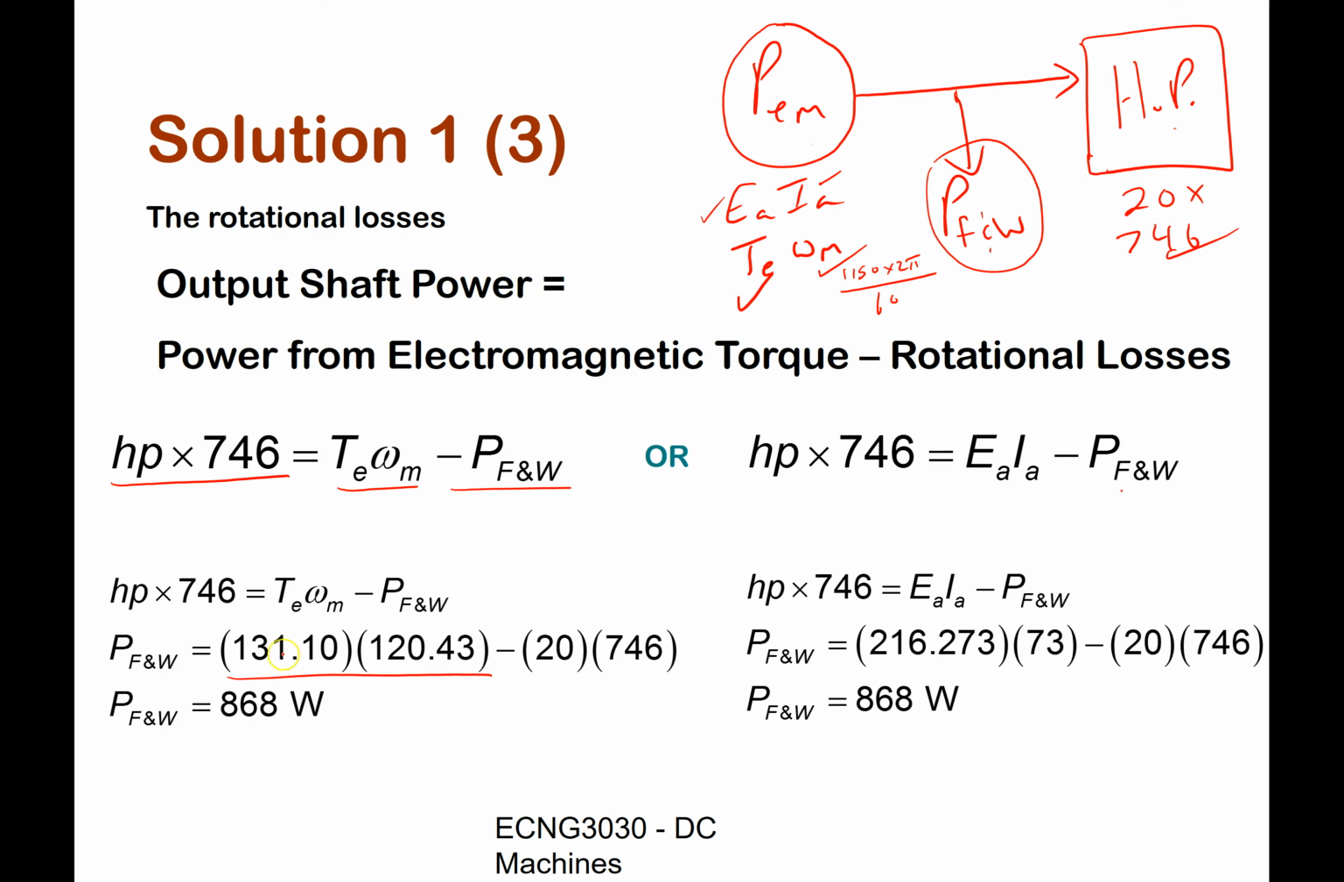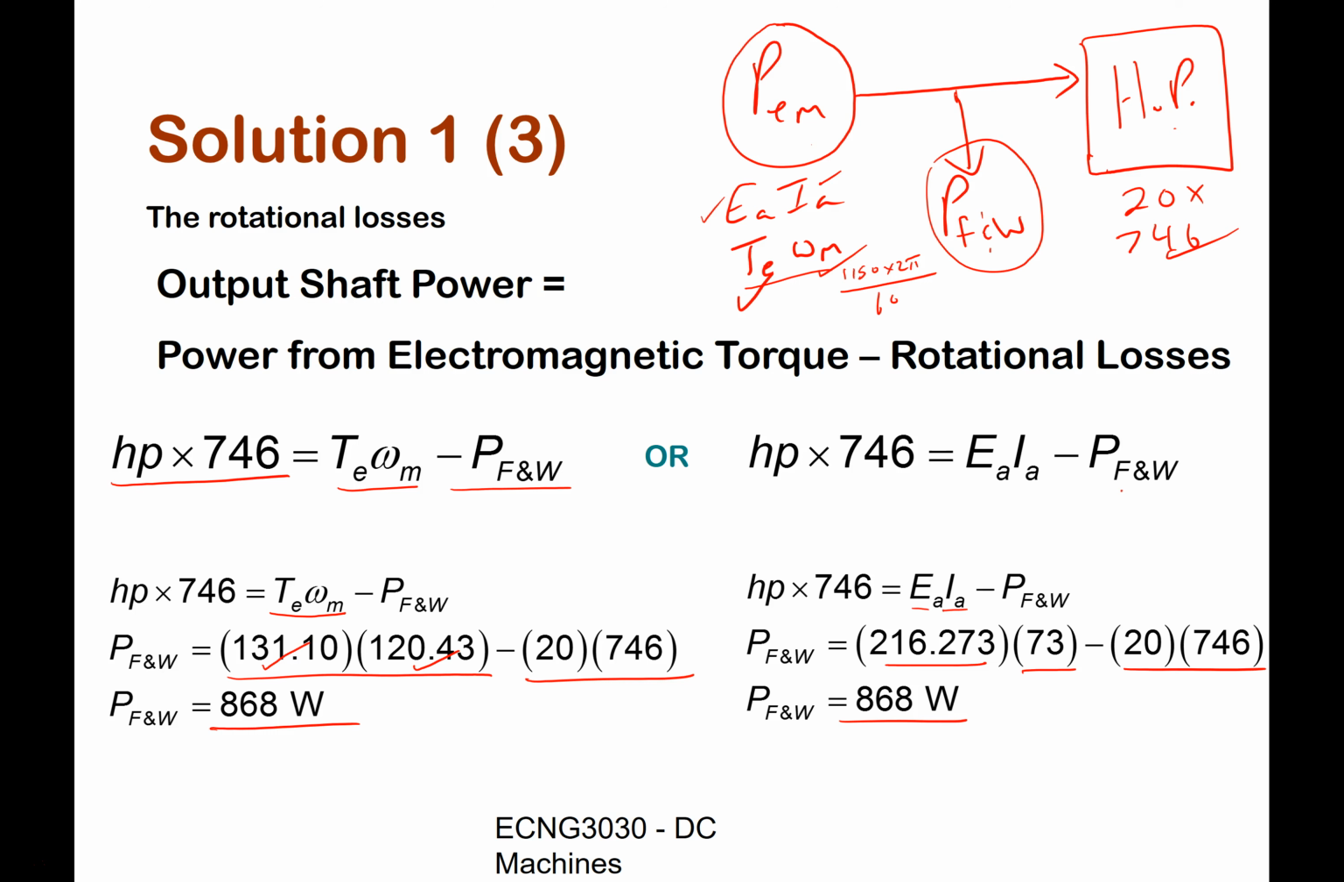the electromagnetic power, which is your torque times your omega M, TE omega M, minus your output power, 20 times 746, and I get 868 watts. Alternatively, I could use EA, IA, and I have 216.273 times 73 minus the same 20 times 746, and I still get 868 watts. So whichever way you choose to work it, you should end up with that answer.